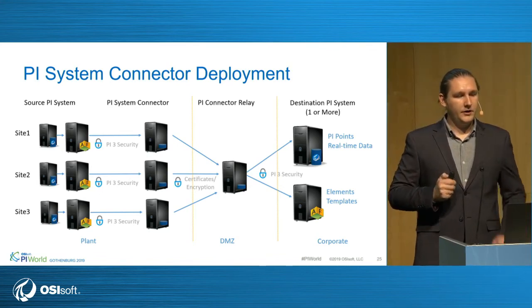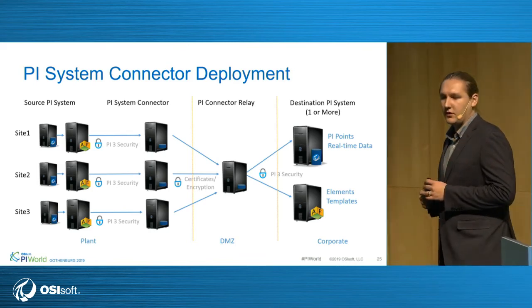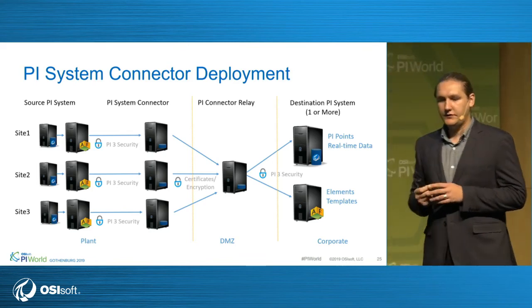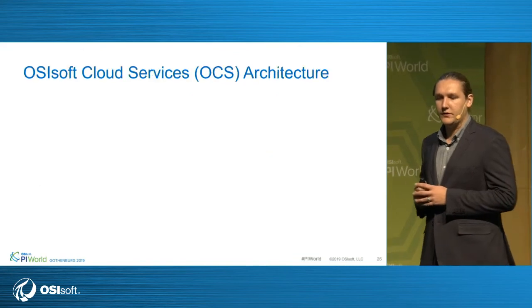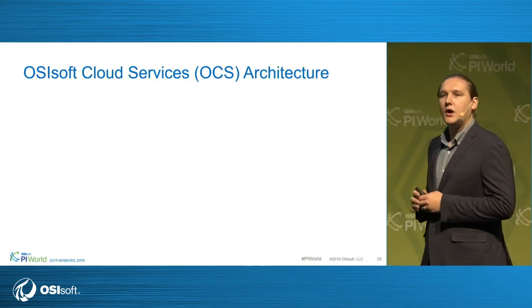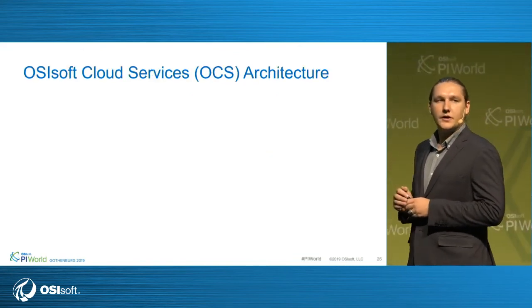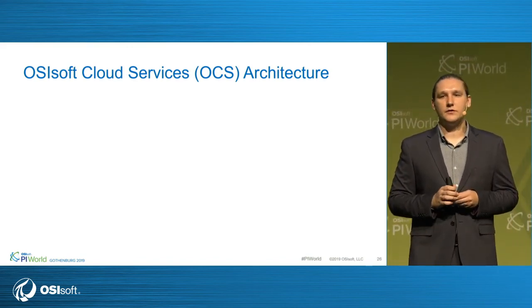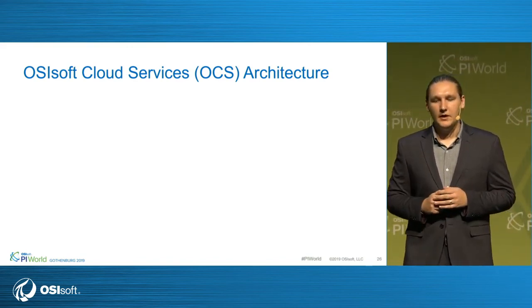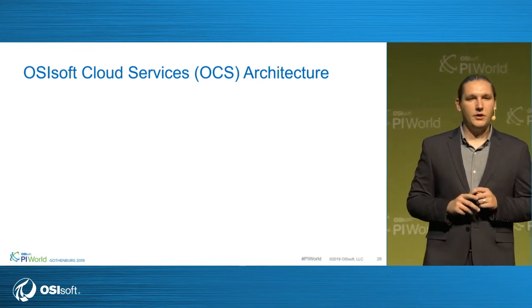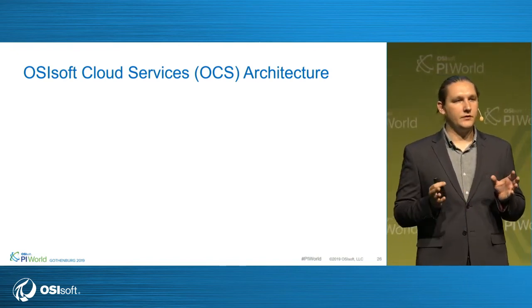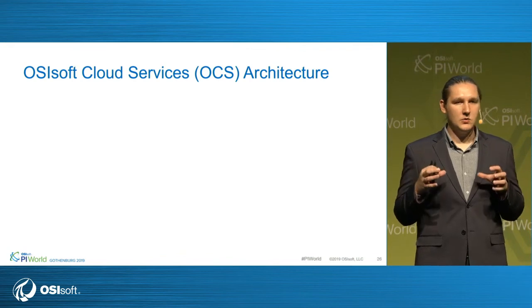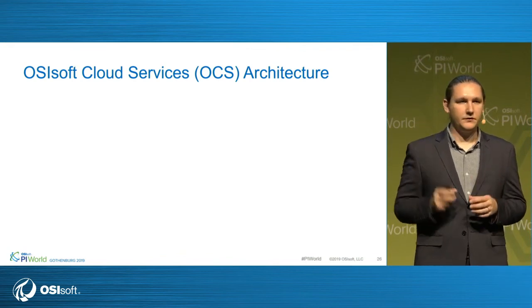Those are the main ideas regarding the network considerations. And the last part that I want to cover is the OSIsoft Cloud Services architecture. I think you heard really a lot during the last 2 days about this new product. And I will show a really basic architecture that allows us to send our data from a local PI system to OSIsoft Cloud.